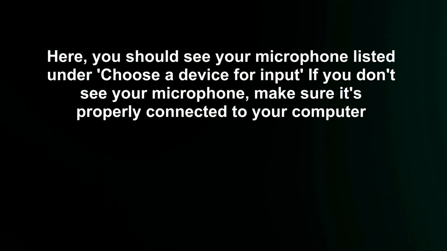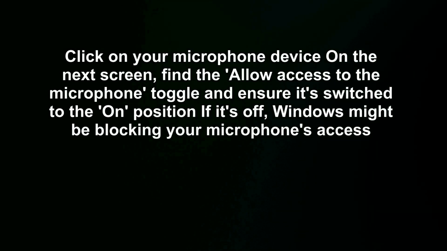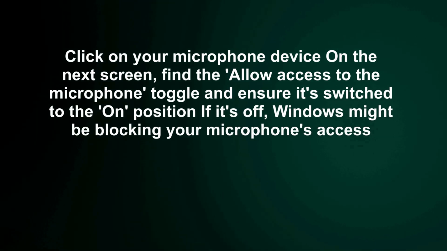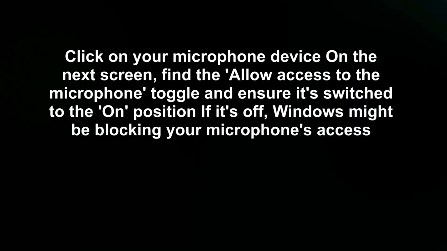If you don't see your microphone, make sure it's properly connected to your computer. Click on your microphone device. On the next screen, find the Allow Access to the microphone toggle and ensure it's switched to the On position. If it's off, Windows might be blocking your microphone's access.